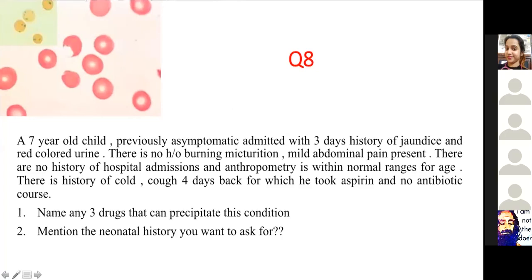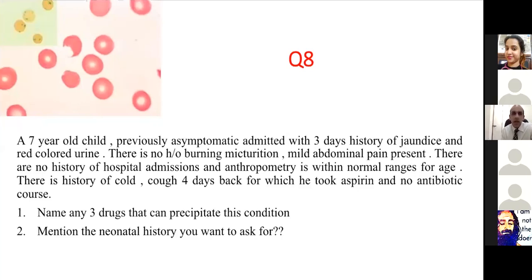So many answers pouring in now. So people have become active and they are answering most of the questions. So that's good, that's heartening. So you can see that this child suddenly developed this red-colored urine, which is probably a hemoglobinuria that is happening. Then there is jaundice, which has just suddenly come up. So there is a severe intravascular kind of hemolysis that is happening.